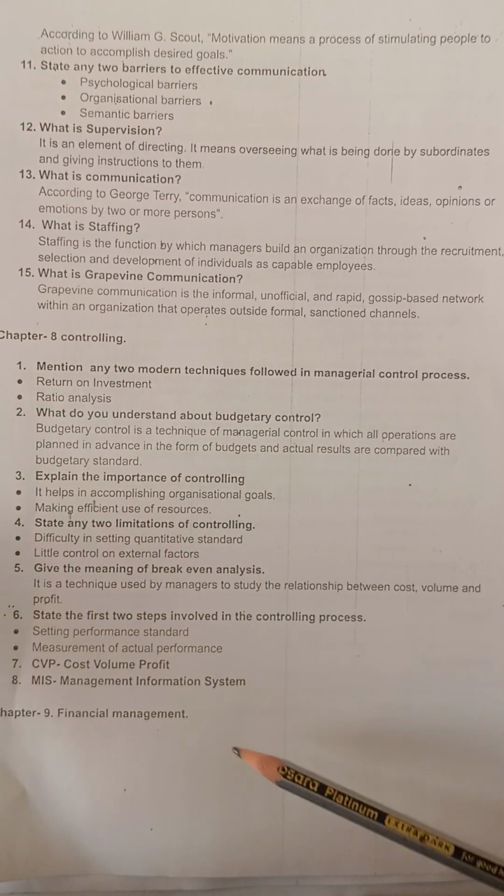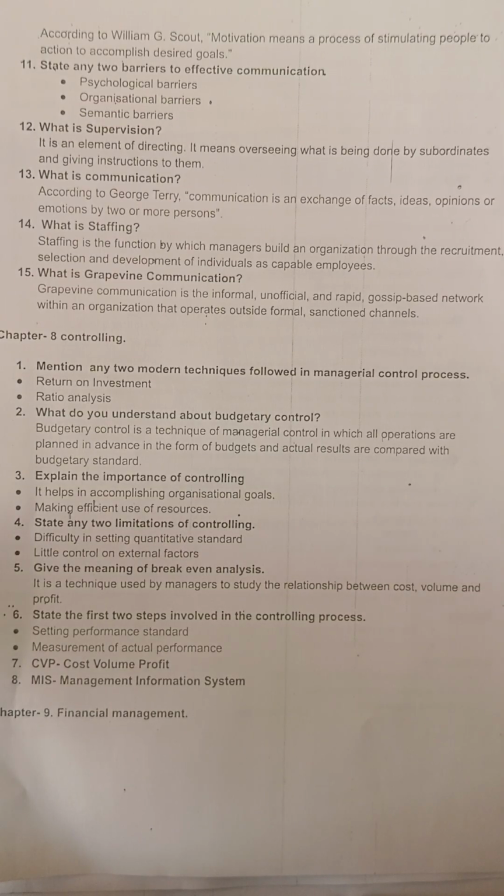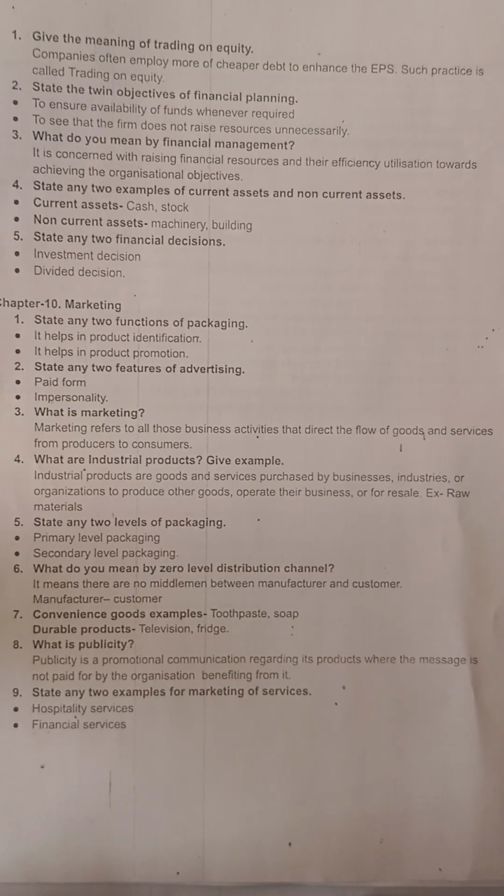Next one, abbreviations they ask: CVP, cost volume profit, and MIS, management information system. Next chapter, financial management. First one, give the meaning of trading on equity. Companies often employ more of cheaper debt to enhance the earning per share. Such practice is called trading on equity.